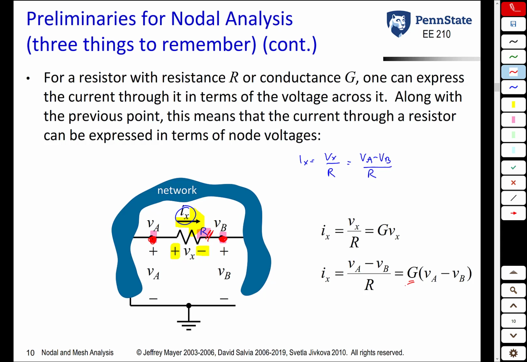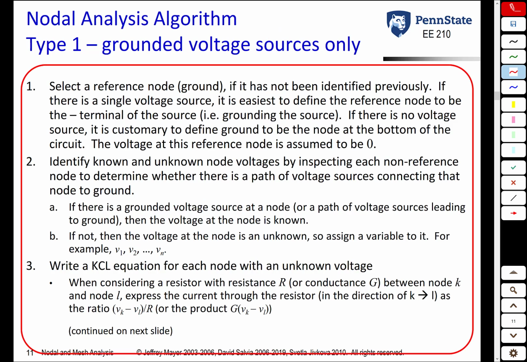Let's now introduce the nodal analysis algorithm and do one example, and then we'll pick this up next class with more examples. But we're ready for the nodal analysis algorithm. With nodal analysis, we're going to see that there are two basic types of circuits. The first type of circuit is what we call grounded voltage sources only. What this is saying is that if there are voltage sources, and there don't have to be voltage sources in the circuit, but if there are voltage sources, they have to be either connected to ground or connected to another voltage source to ground. Current sources, if you have them, can be anywhere in the circuit.